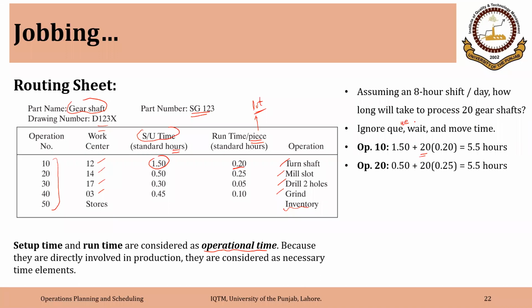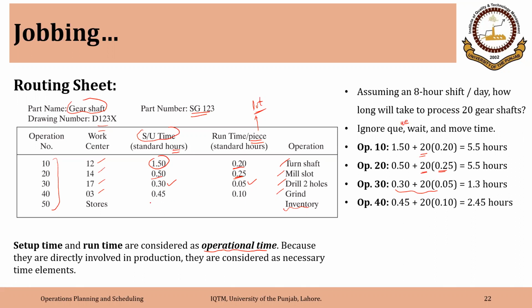So for operation 10, it will be setup time 1.5 plus run time. So run time per piece is 0.20 hours, multiplied by 20. So we will have 5.5 hours. Similarly, for operation 20, setup time plus run time per lot. So again, lot size is 20. So 20 into 0.25, that is the run time per piece. And of course, we are adding the setup time. Similarly, for operation 30, the setup time is 0.30 plus 20 into run time per piece. So 3 plus 20 into 0.05. And similarly, for operation 40, that is the setup time plus 20 into 0.1. So that is 2.45. So total time turns out to be 14.75 hours or approximately 2 days.